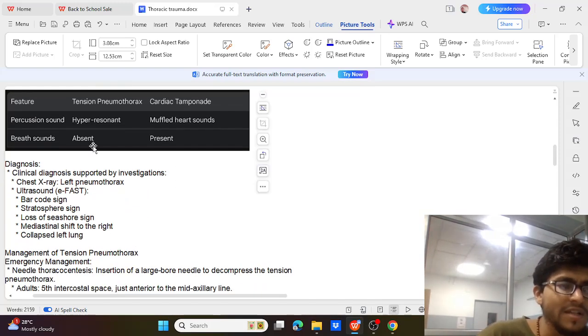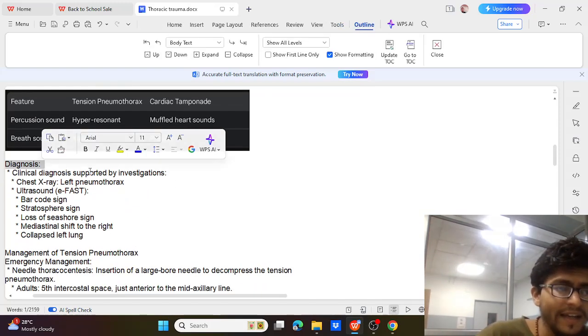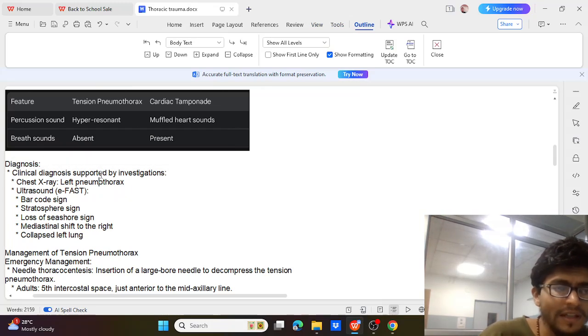Then coming to diagnosis, although this is a clinical diagnosis, we have to be very careful and understand that this is a clinical diagnosis, because with delay you may lose the patient, there will be danger to life. Then chest x-ray, we have seen in the diagram, left pneumothorax we have seen. Then in ultrasound, what will we see? We can see the barcode sign.